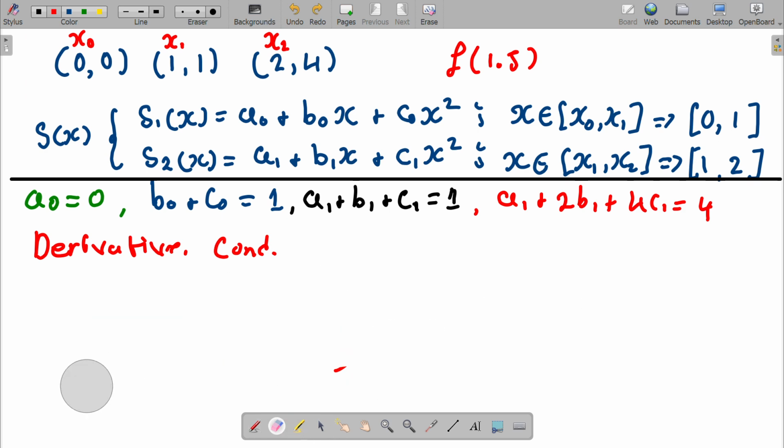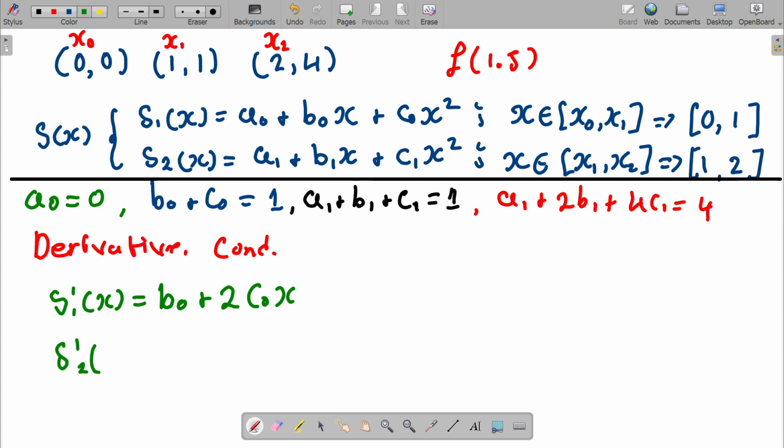So all you have to do is just differentiate these functions that you have. Your s prime of 1 of x is simply going to be equal to, your a naught is going to give you 0, then here you're going to have b naught plus 2 c naught times x. Then the derivative of this one here, s prime of 2 of x, is equal to, your a sub 1 is going to be 0, and that's just going to be b sub 1 plus 2c sub 1 of x.